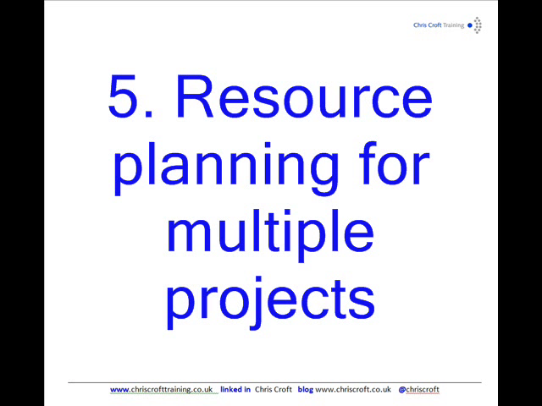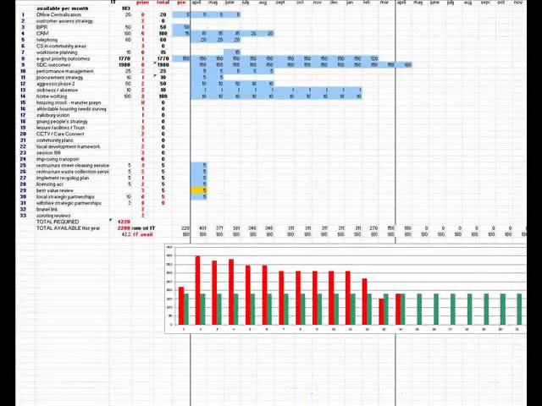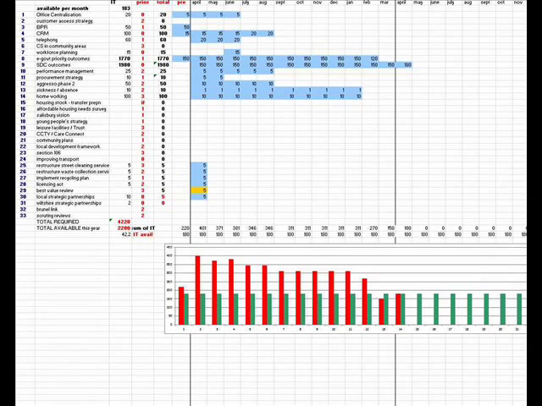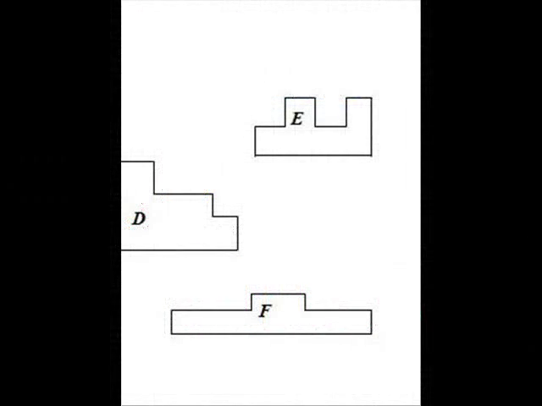Number 5, resource planning for multiple projects. You can add up the resource profile from each of the Gantt charts to make a Gantt of Gantts and make sure that you've got enough people to do all the projects that are coming up. In fact, you can also think about the order that you're going to do them and decide on the priorities of all of your upcoming projects.